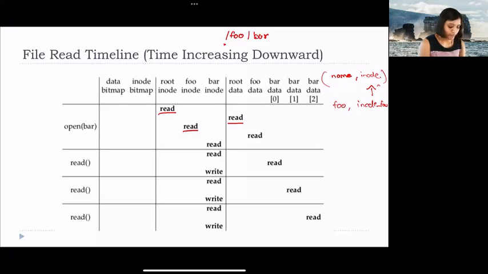When we read the foo inode, from this inode structure we get the pointer to the foo data. So we read the foo data. Again, foo is a directory, so it stores the names of all the files and directories inside it and their respective inodes. So from the foo data, we get the bar inode. We read the bar inode, and with these steps, as we are able to access the bar inode, we have opened the bar file.